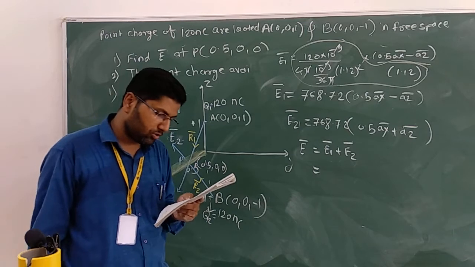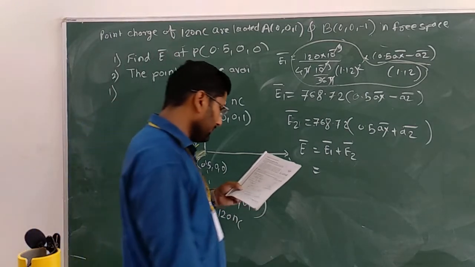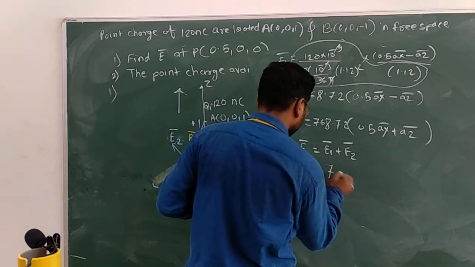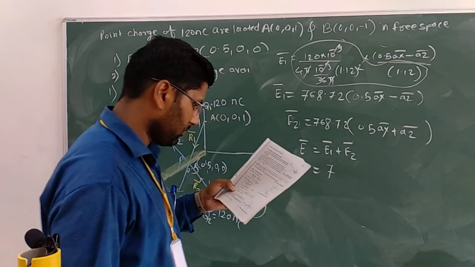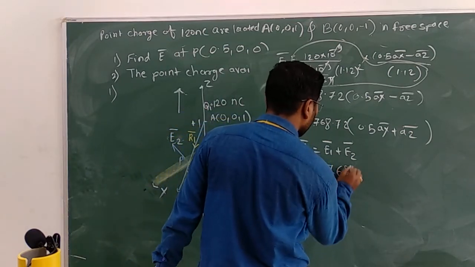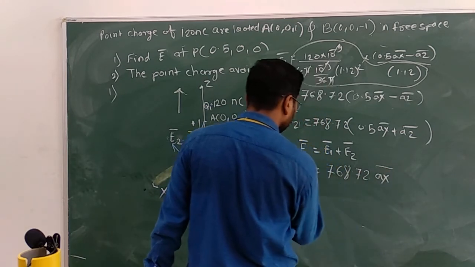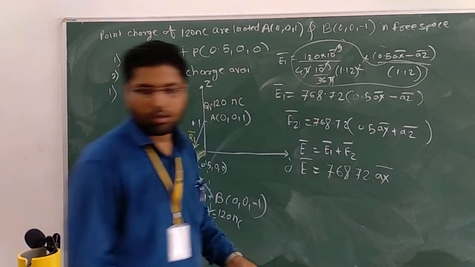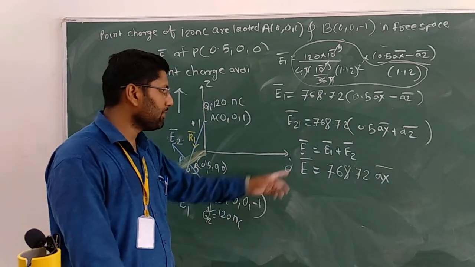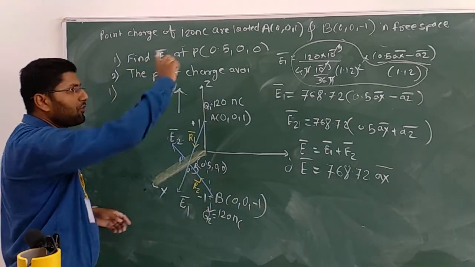Very simple calculations. So I will write here 768 Ax bar. I hope all of you calculated this E bar. Now what you have to do for the second problem? Now the first problem is done.